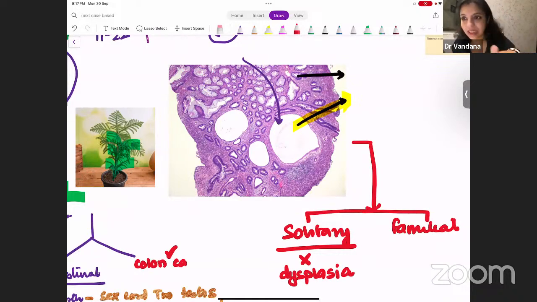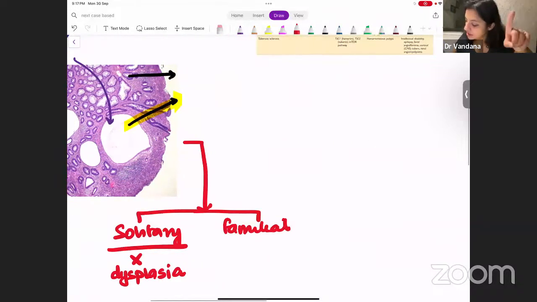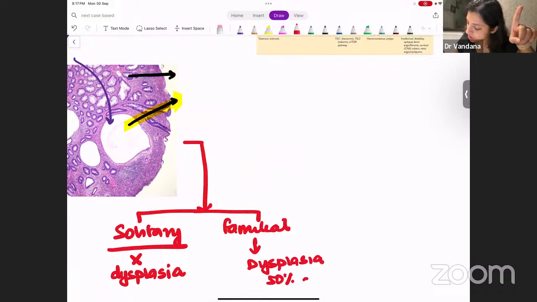But if it is familial, then it will have dysplasia, and 50% of them will progress to colon cancers. So look at the rate: 50% of them will progress to colon cancer. This is very important and you should always remember that. So yes, they can progress to colon cancers.